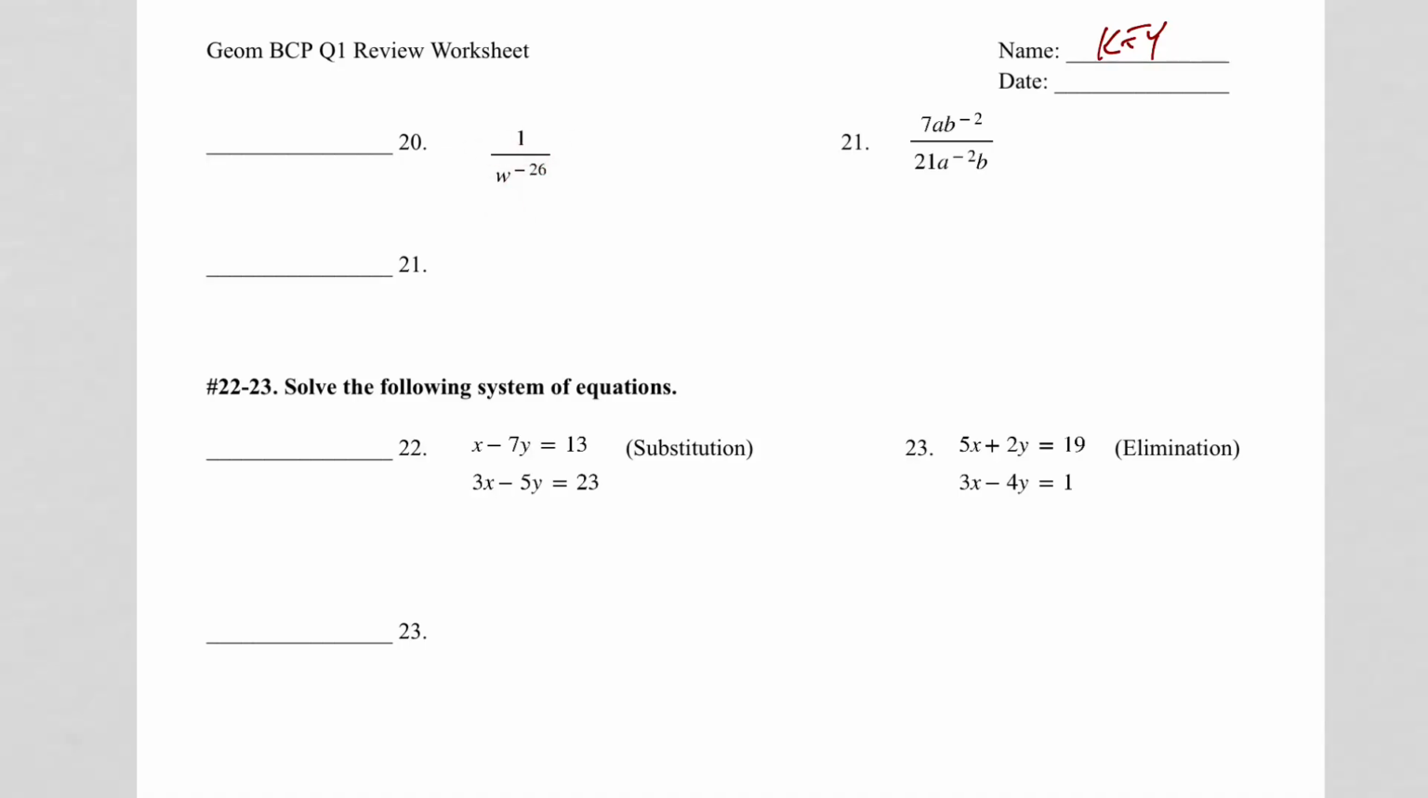Okay, this has a negative exponent, so I make that positive by moving it up. And we get w squared to the 26 over 1, and that's it.